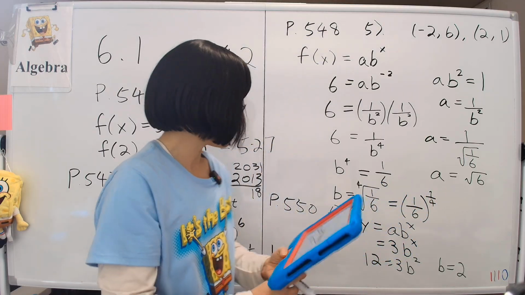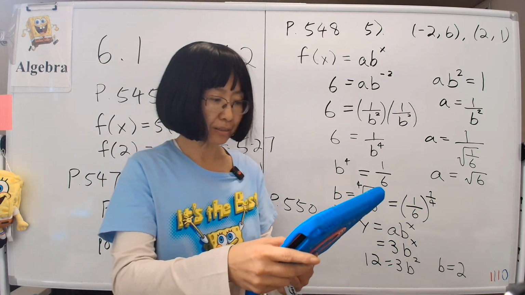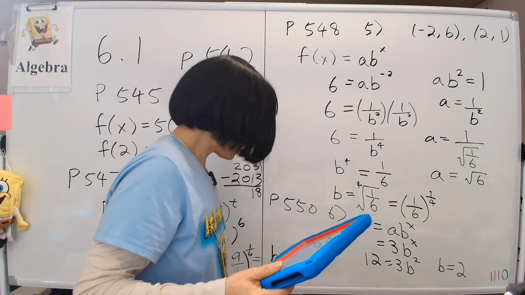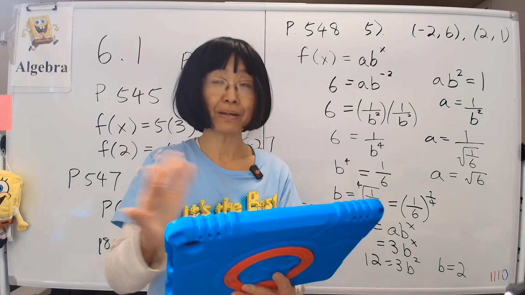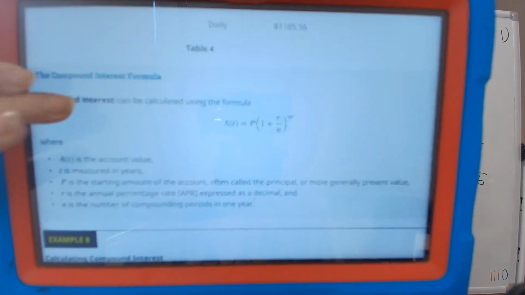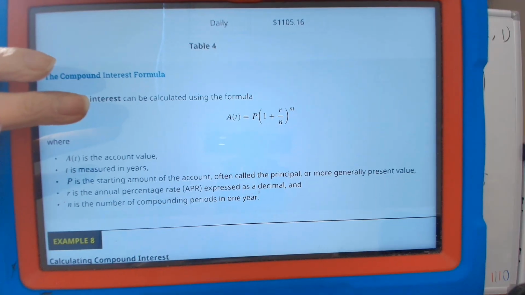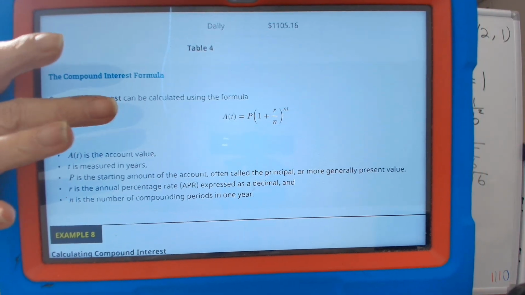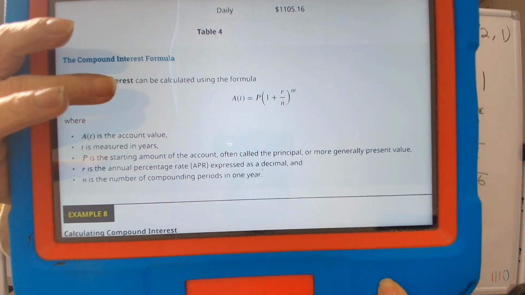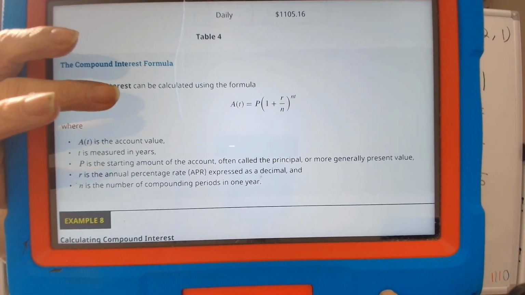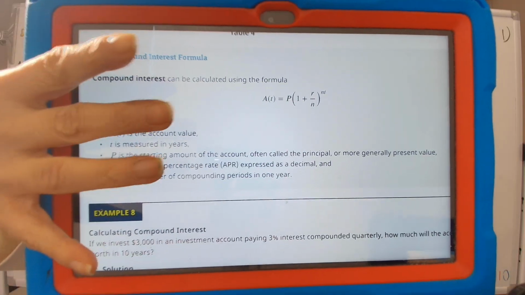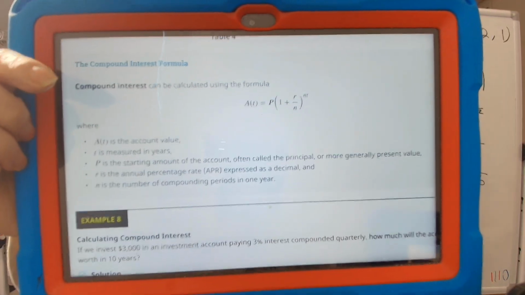I'm now on page 552, where there is the compound interest formula. Compound interest is one big way to use the exponential function. Here's the compound interest formula. We're not going to think about why this formula works for now, we're just going to use it and try to calculate various things. The various parts have specific meanings.